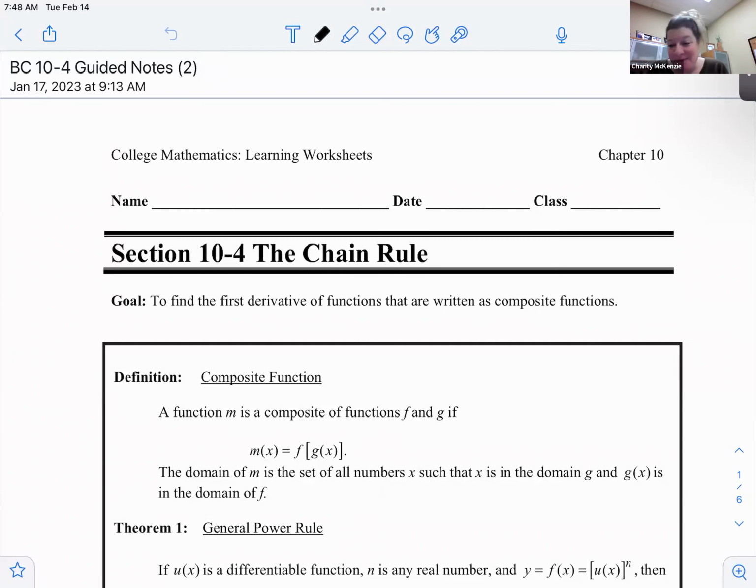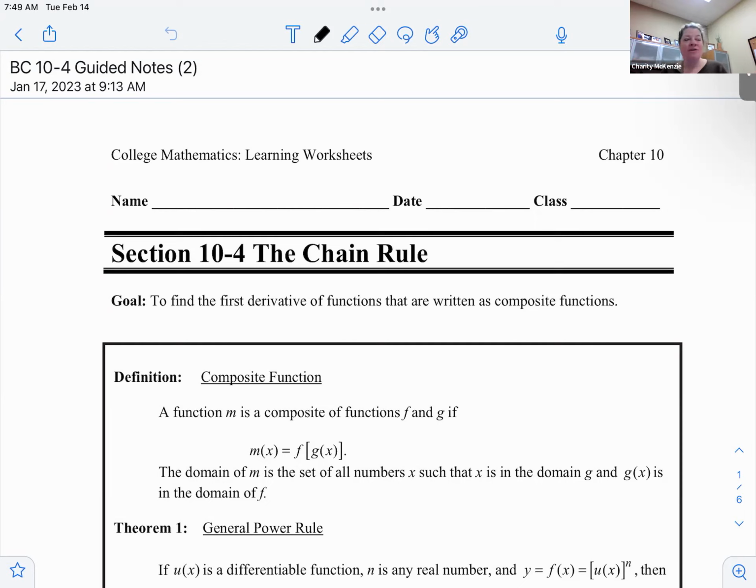Okay, for section 10.4, for our derivatives, it's the chain rule. So what happens if I have something in a parenthesis to the 20th power? Well, I don't want to multiply that out and have separate terms to take the derivative. I have to have some kind of rule shortcut for those types of ugly problems.